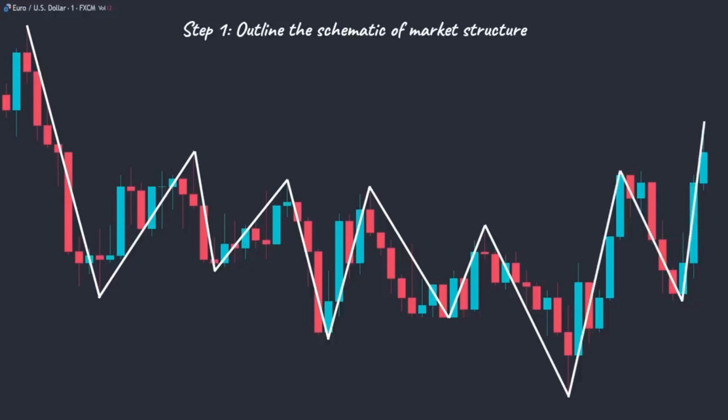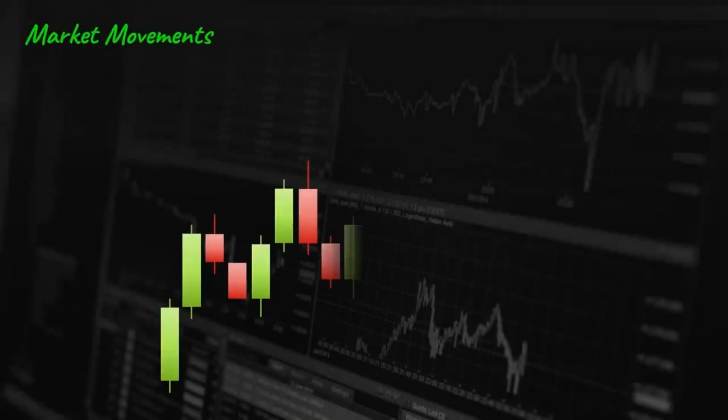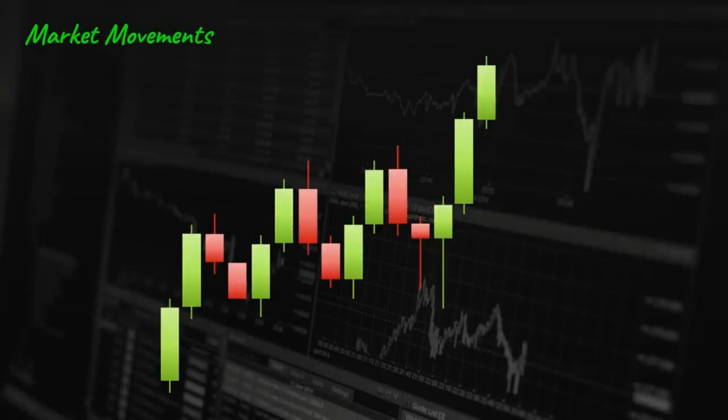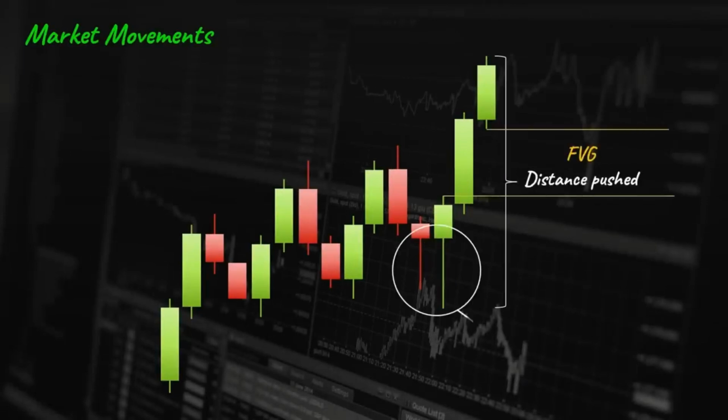Now, you can also draw some internal structures onto the chart as well. However, the primary objective of sketching a schematic is to observe the recent movements of bulls and bears in the line chart to get a clearer understanding of who is in control. Every reaction to a certain price level could be considered a swing. However, the strength of a price movement is determined by the distance it has pushed, the imbalance, and the rejections through wicks.